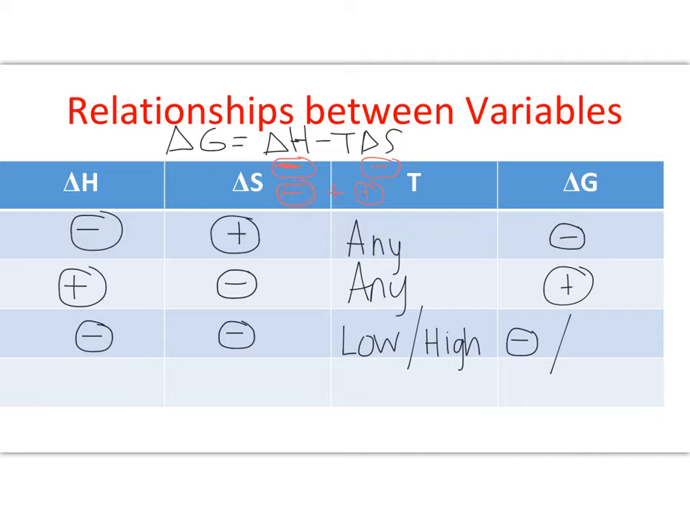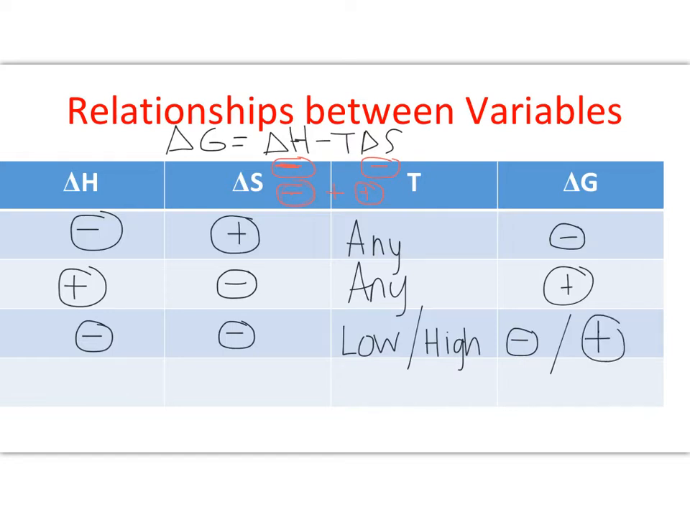At a high temperature, you are going to end up with a T delta S value that is going to be larger in magnitude than your delta H value, pushing your delta G into the positive range. So at a high temperature, you are going to end up with a positive delta G, or a non-spontaneous reaction.